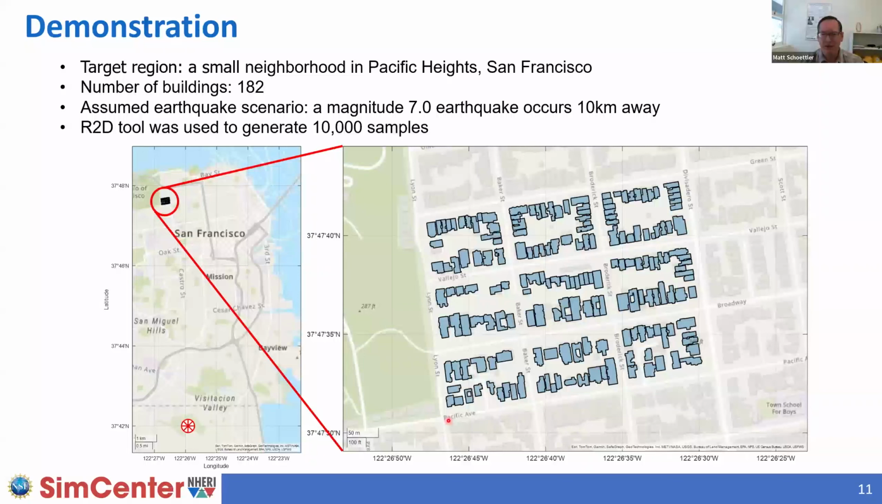With 182 buildings, does the Ising model scale beyond your, let's say, very localized region of interest here with 182 buildings to a much larger region? Or is there a practical limit to its application to a regional simulation?